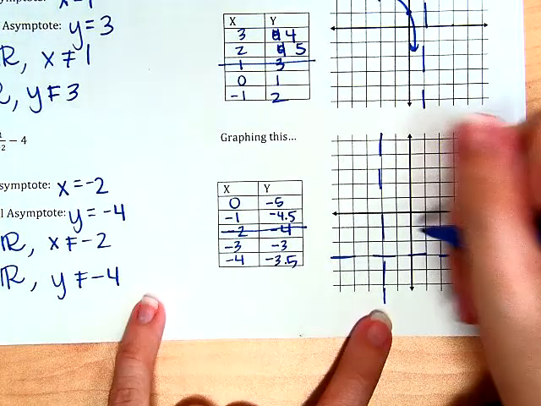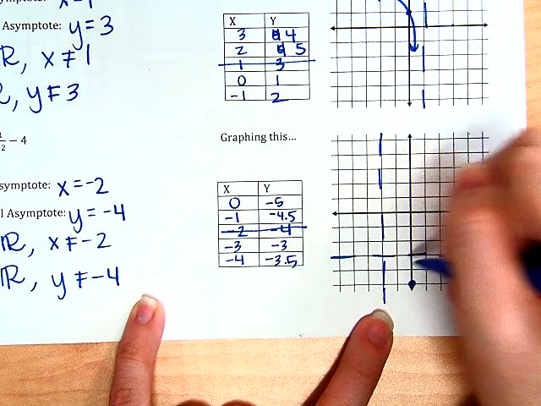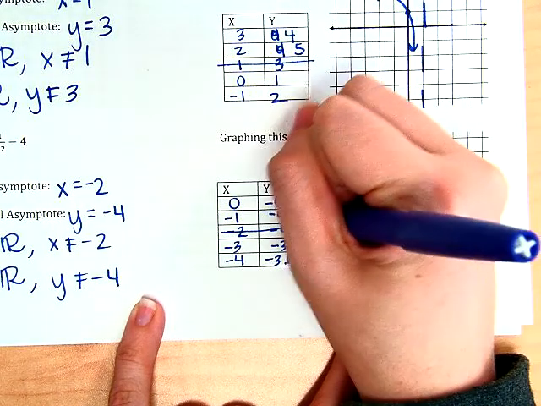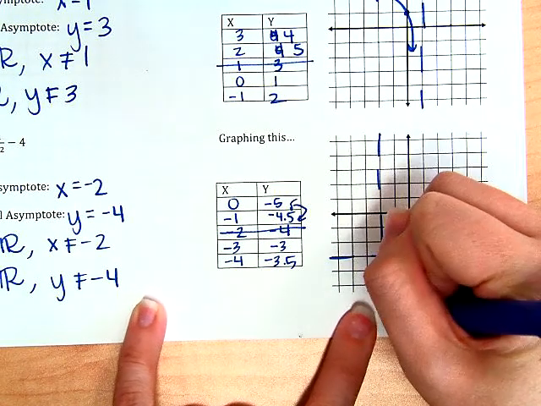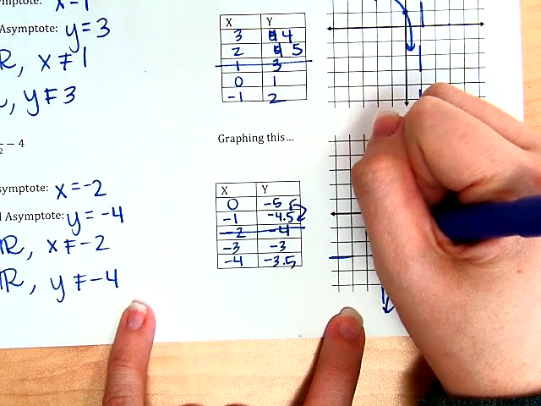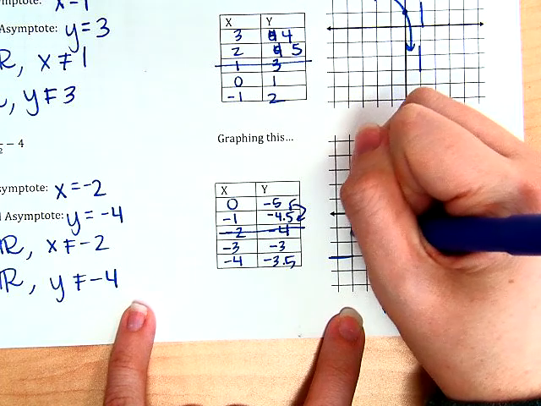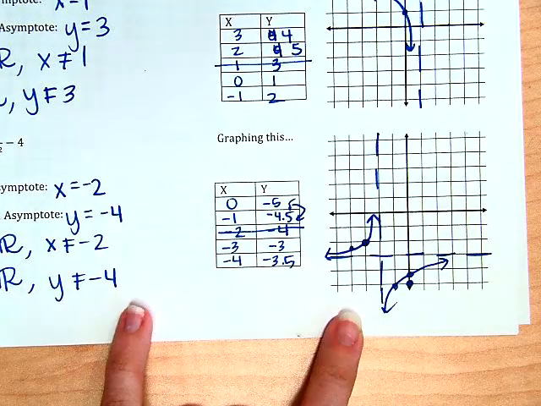So that when I plot these points, 0, -5, -1, -4.5, oh, these are switched. -1, -5, 0, -4.5, so it looks like that. -3, -3, -4, -3.5, and it looks like that.